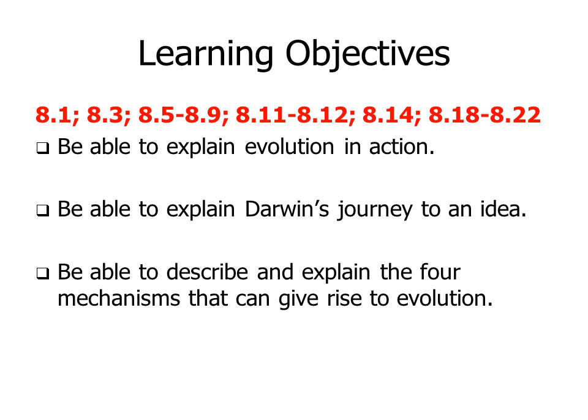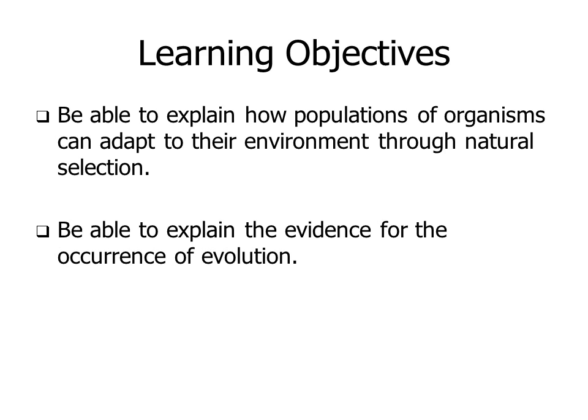Our learning objectives are to explain evolution in action. We should know something about Darwin's journey to an idea, how he came up with the theory of evolution. Be able to describe the 4 mechanisms that give rise to evolution, how populations adapt through natural selection, and be able to explain the evidence for the occurrence of evolution.